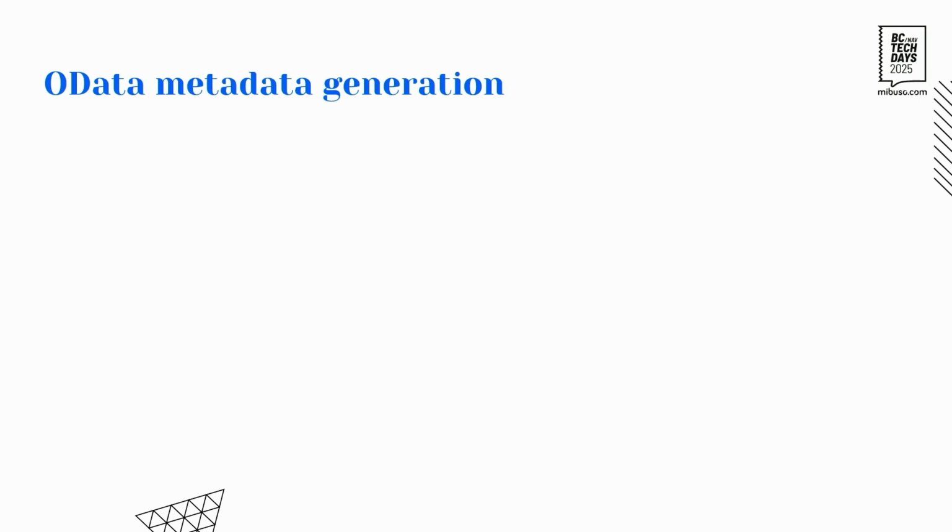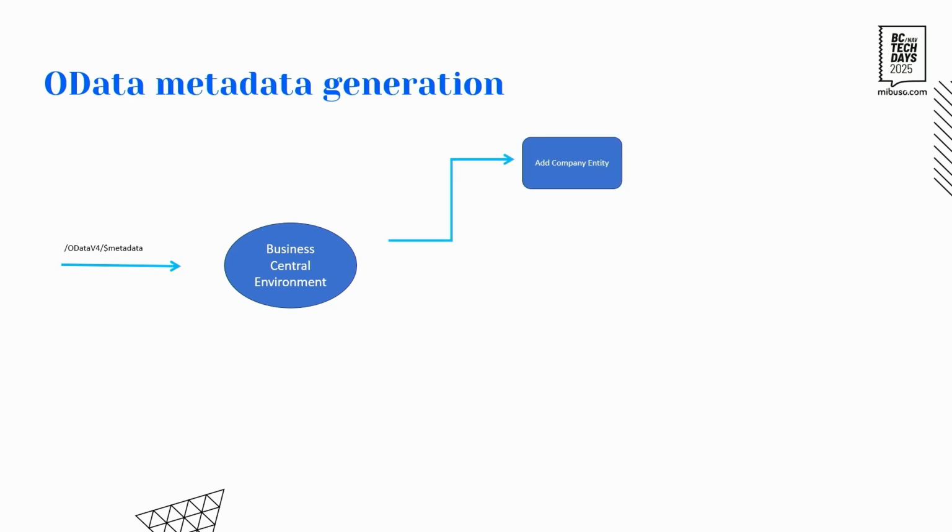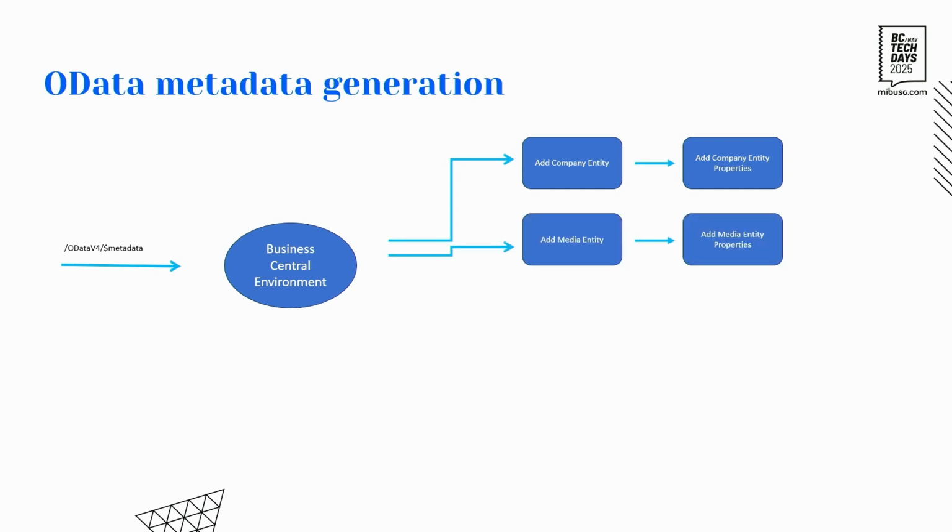So when you call this endpoint at the Business Central environment, if we don't have that model, we try to generate it the first time, and then we cache it, obviously. We don't want to generate it every time. It's an expensive operation. But while we are generating the metadata model, it starts with adding some of the default entities, like the company entity, and some properties for the company entity. Then it adds the media entity and adds media properties, right? So these are two entities which are added by default.